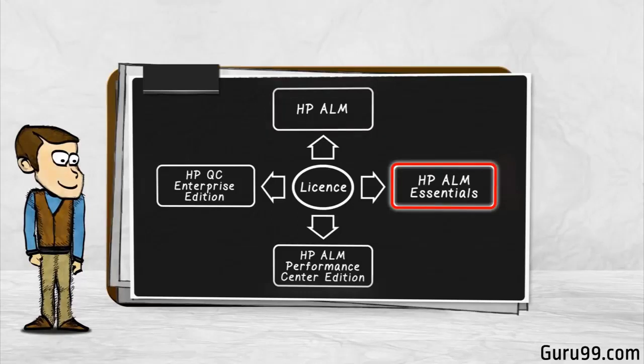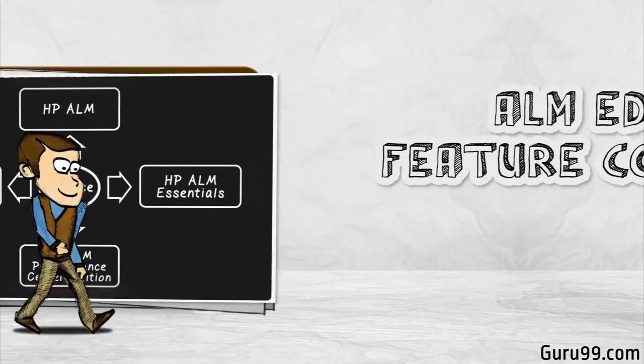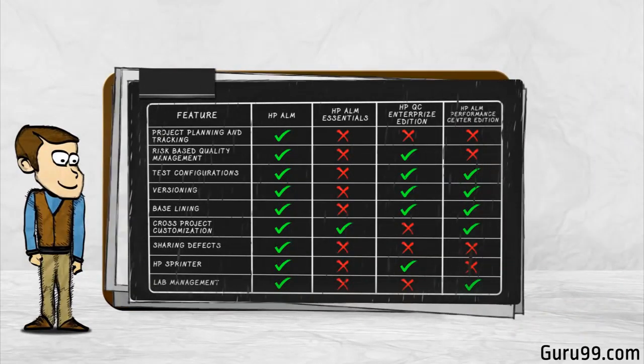HP ALM Essentials. This is for corporations that need just the basic features for supporting their entire software lifecycle. It has access to requirements management, test management, and defect management. HP QC Enterprise Edition. This license holds good for corporations who would like to use ALM exclusively for testing purposes. It also provides integration with Unified Functional Tester. And HP ALM Performance Center Edition. This license best suits organizations who would like to use HP ALM to drive HP LoadRunner scripts. It helps the user to maintain, manage, schedule, execute, and monitor performance tests.